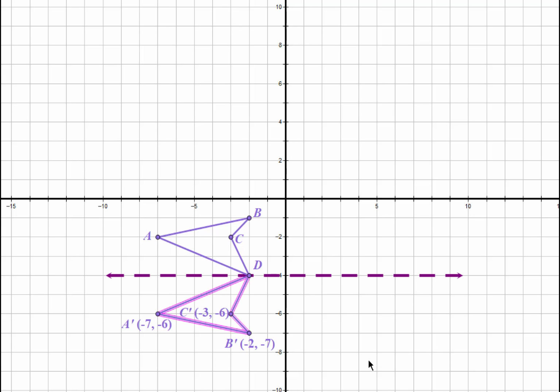So here is our new image. We have our coordinates here. A is -7, -6. B is -2, -7. C is -3, -6. And D did not change. It is still located at -2, -4.